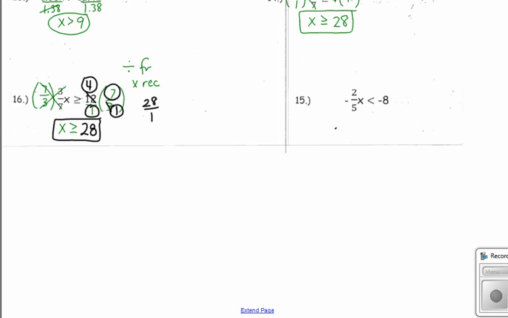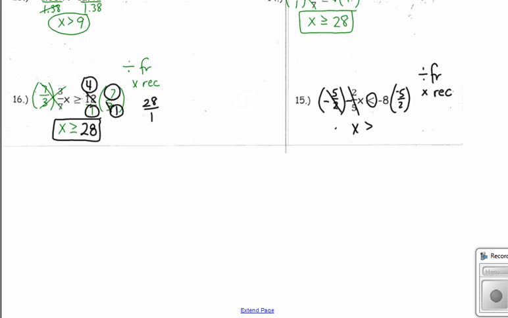The next problem is similar. The difference is we have a negative coefficient. So we have negative 2/5 times x. The opposite of multiplying is dividing. So we're going to divide. When you divide by fractions, you solve that by multiplying by the reciprocal. The reciprocal of negative 2/5 is negative 5/2. A number times its reciprocal is 1. 1 times x is x. Since I'm multiplying by a negative number, I need to reverse the symbol to keep it a true statement.